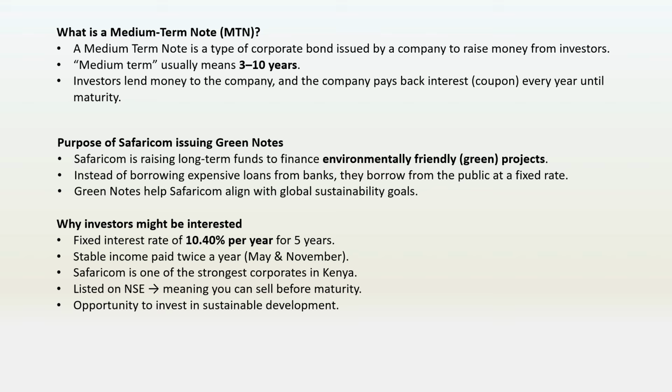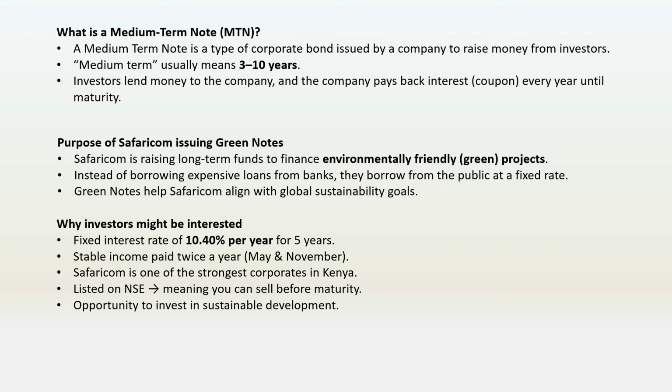So then, why might investors be interested? First of all, there is a fixed interest, 10.4% per year for 5 years. But then it's paid twice a year, May and November, just like the EABR bond. So every May and every November, you get interest paid directly to the details you have given on your application or on your CDSC account.